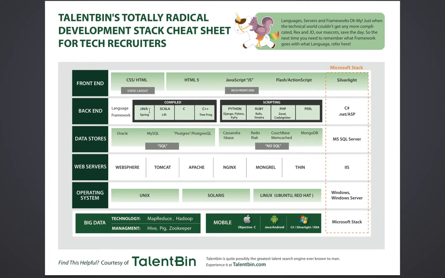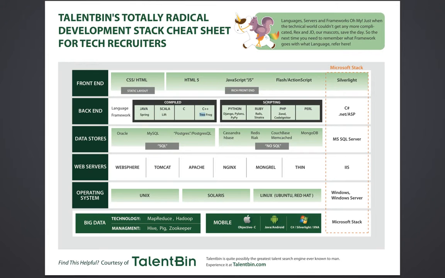So for instance, Salesforce.com is written in Java for the most part. eBay is written in C++ for the most part. And these languages also have frameworks associated with them. Java has Spring, which is a really popular framework, and J2EE is another one. Scala has Lift. C++ has TreeFrog, etc. So that's compiled languages.